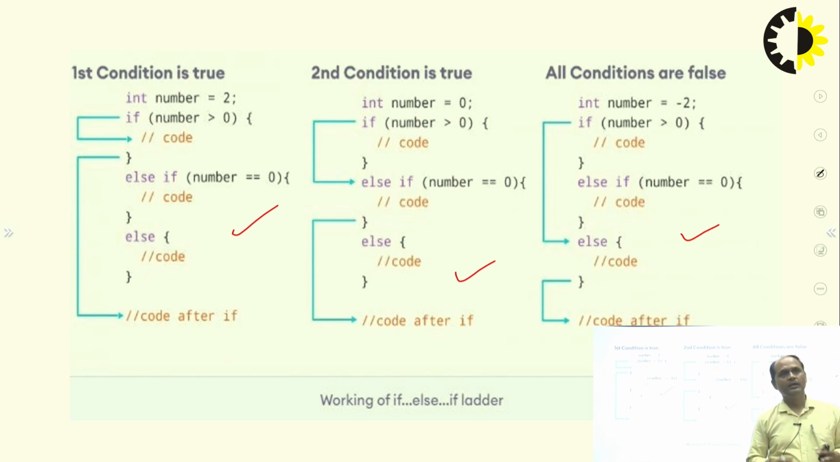So here we have discussed the conditions. If the first condition is true, then we follow one flow. If the second condition is true, we follow another flow. If all the conditions are false, then we follow the else. So this is all about conditions, if-else and else-if statements, and the working of the else-if ladder program in Java.